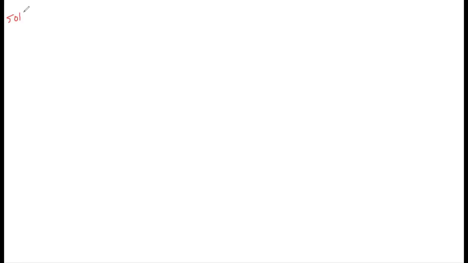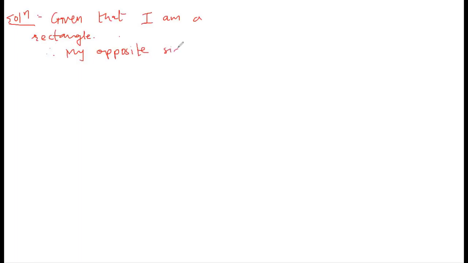So in the solution, given that it is a rectangle, therefore its opposite sides are equal. So therefore we are going to equate the opposite sides.